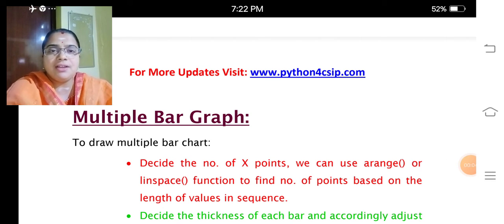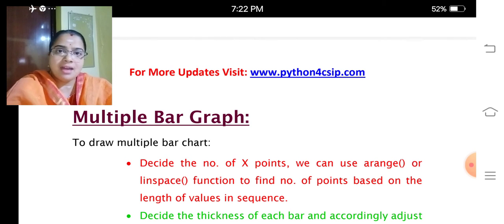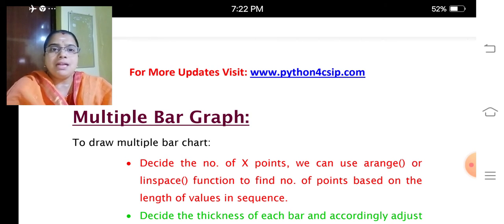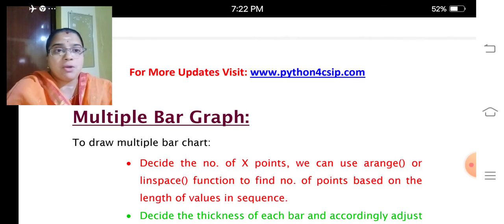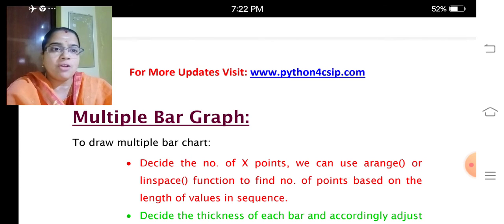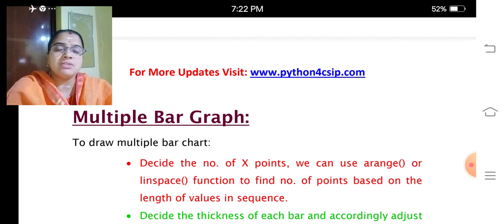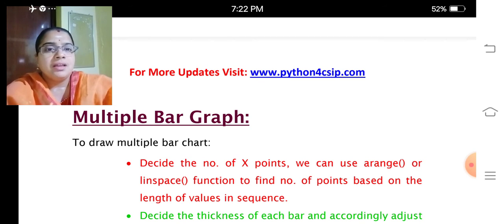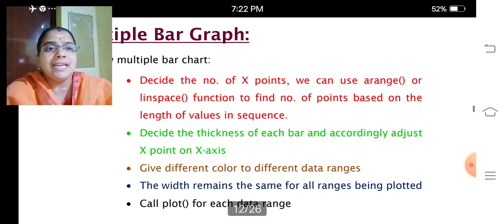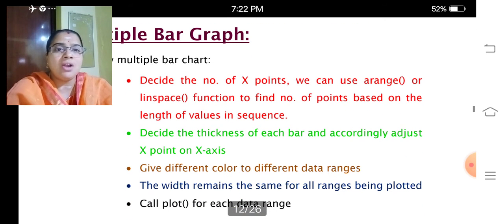In this module we are going to discuss how to draw a multiple bar graph. To draw a multiple bar graph, decide the number of x points. We can use the arange or linspace function to find the number of points based on the length of values in a sequence. Decide the thickness of each bar and accordingly adjust x points on the x-axis.